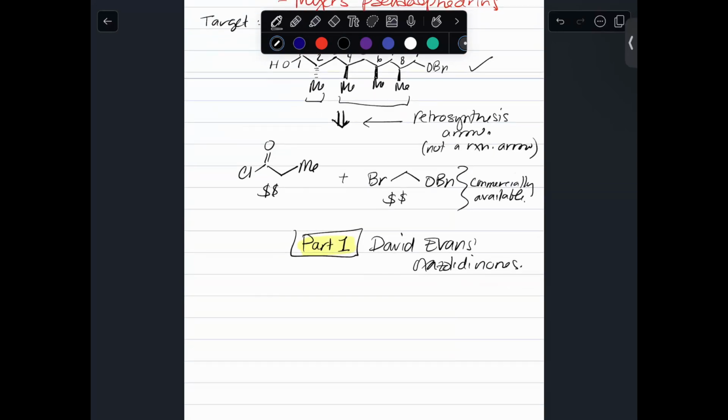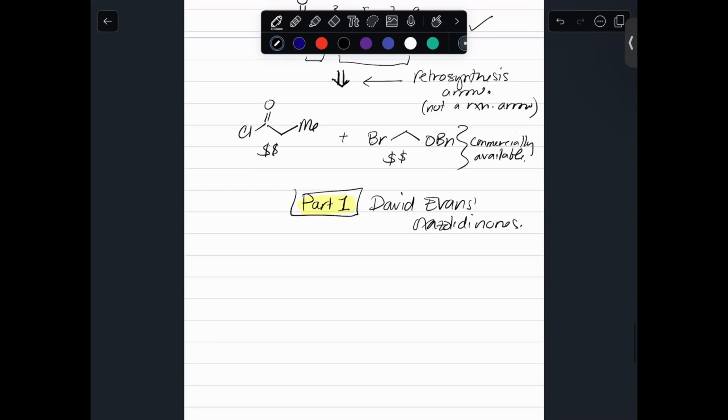Now, he didn't have to start with David Evans' oxazolidinones. He could have started with Andy Meyer's because Andy Meyer's methodology is much more efficient than Evans' oxazolidinones. He could have started with Andy Meyer's, but he wanted to highlight both methodologies. And he could only highlight David Evans' methodology by starting with his methodology. Because his methodology is so limited, you need to start with it and then you move on with Andy Meyer's. Okay. So part 1 of the synthesis is using oxazolidinones.